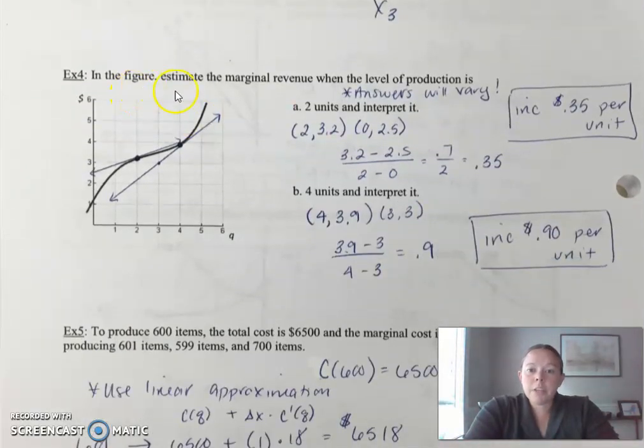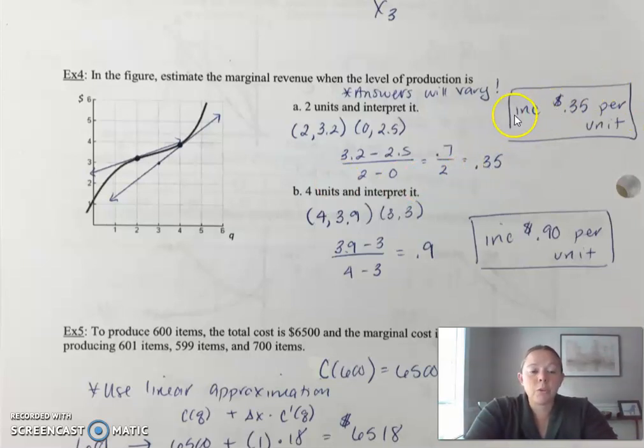Okay, so in the figure, estimate the marginal revenue when the level of production is 2 units and interpret it. So I put on here, answers will vary because we're sketching a tangent line at 2. So here's my tangent line at 2, and depending on what yours looks like, I sketched my tangent line. I try to find another point somewhere along that line. Looks like I probably used the intercept. Yeah, so the point on the curve, and then mine looked like it went through (0, 2.5). Found the slope, but of course, we're all going to get varying answers. So as long as you have a justifiable answer.